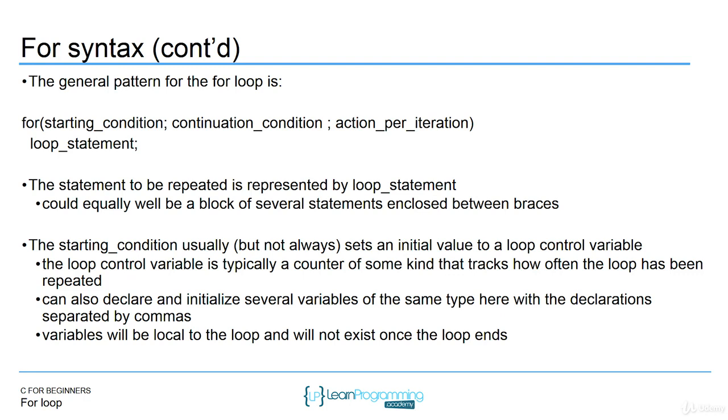You can also declare and initialize several variables of the same type here with the declarations separated by commas. So you can have multiple initializations here. Now, depending on what C compiler you use, you may not be able to declare those variables inside the for statement. If you use anything below the C99 compiler, you have to declare the variables outside of the for statement, and then you would just initialize them where the starting condition says. But we'll go through some of those examples. The starting condition is where you initialize variables. It's the loop control variable, and it's named for that reason because it controls how often the loop is going to execute. It's when you initialize it.